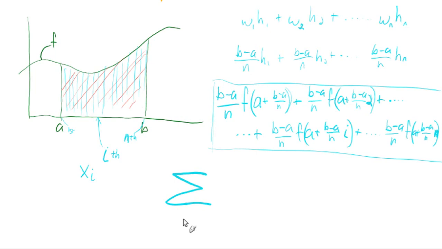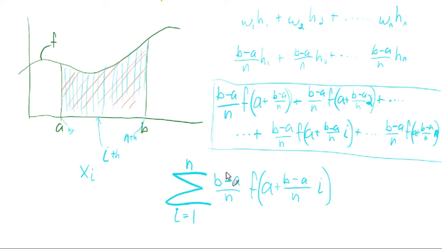So we'll start at i equals 1. We'll start at the first rectangle, of course. That makes a lot of sense. And we'll stop at the nth rectangle. And every rectangle is going to be this wide, and it's going to be this high: F of A plus B minus A over N times i. This part is just how much we add on to A to get to that certain x value, and we'll take the value of the function at that x value, and that'll be the height of the rectangle. This is the width of the rectangle. And we just keep doing that. We're going to put in 1 for i, and 2, and 3, and 4, and 5.